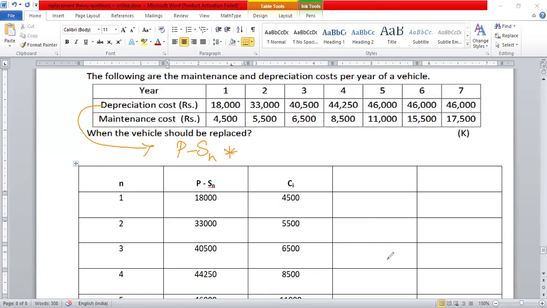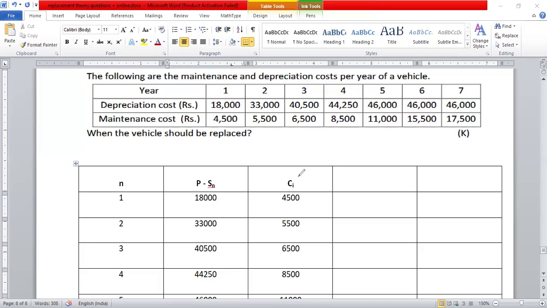This type of sum in the textbook, in the last 2-3 years back they asked, nobody did this type of sum. So why should we take a chance for that, right? We can do this one also. P minus S of N is nothing but depreciation cost. Guys, be careful, this is the important one. Okay. Now, the following are the maintenance and depreciation cost per year of a vehicle. So year columns are given 1 to 7 year. Depreciation cost is also given, that is P minus S of N directly given, and maintenance cost is also given. So that is CI.